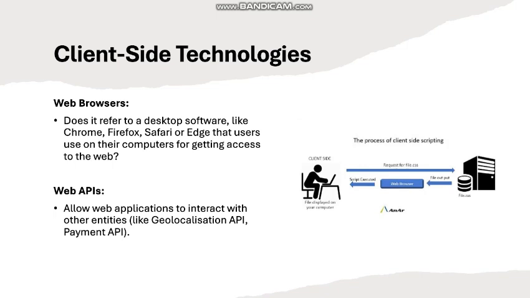Client-side technologies. Web browser refers to desktop software like Chrome, Firefox, Safari, or Edge that users can use on their computers to get access to the web. Web APIs allow web applications to interact with other entities.